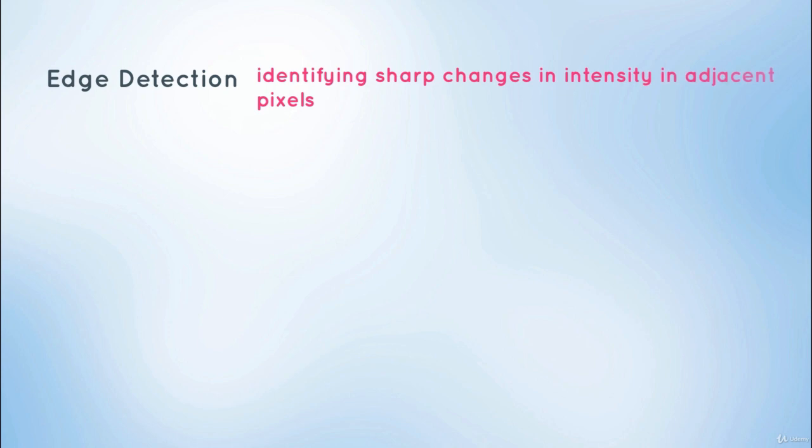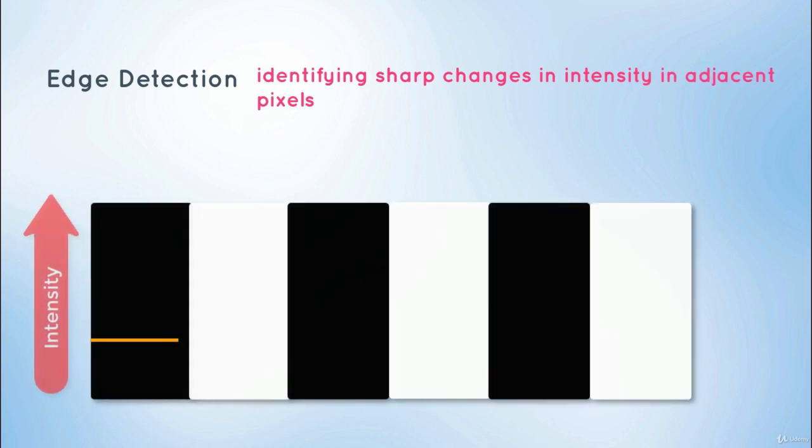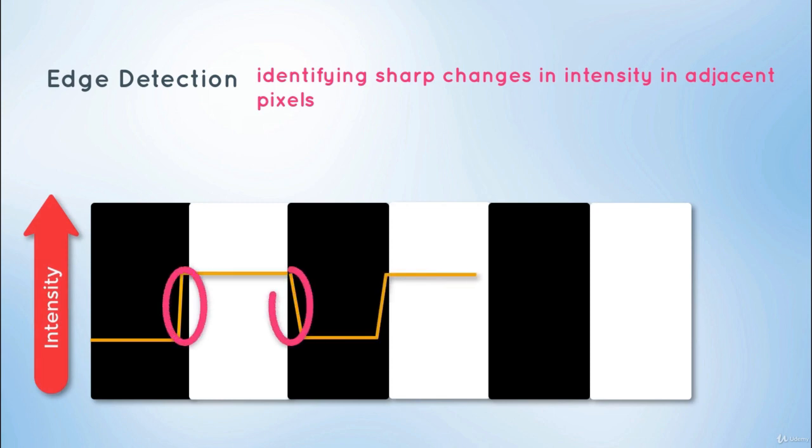You'll learn how to load and to identify the boundaries of objects within images. In essence, we'll be using edge detection to try and find regions in an image where there is a sharp change in intensity, a sharp change in color.